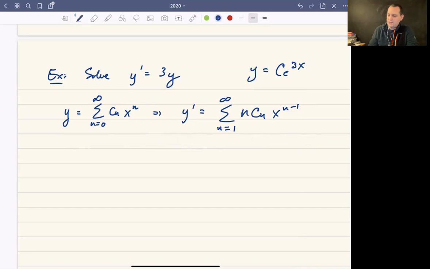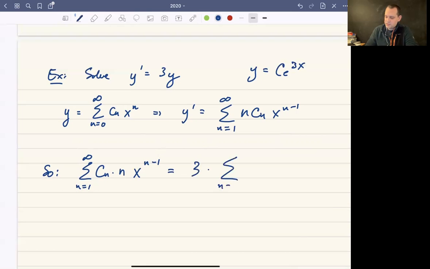So if y prime is this sum, our differential equation becomes the sum from n equals 1 to infinity of c sub n times n x to the n minus 1, and that's going to be equal to 3 times y. So this is going to be 3 times the sum from 0 to infinity of c sub n x to the n. Now, a few comments here.